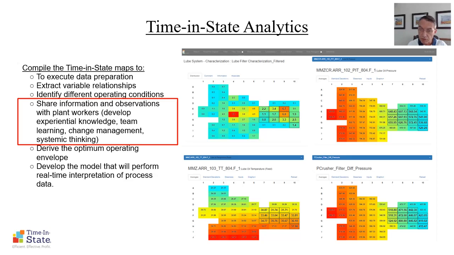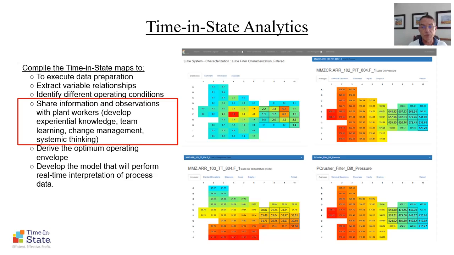These variable interrelationships and the conditions that we visualize within the maps show clearly to the operational workers where they should be operating and where they shouldn't be operating. It contributes significantly to their experience and their understanding of how the process and the variable interrelationships work, and how the process and equipment react to them.